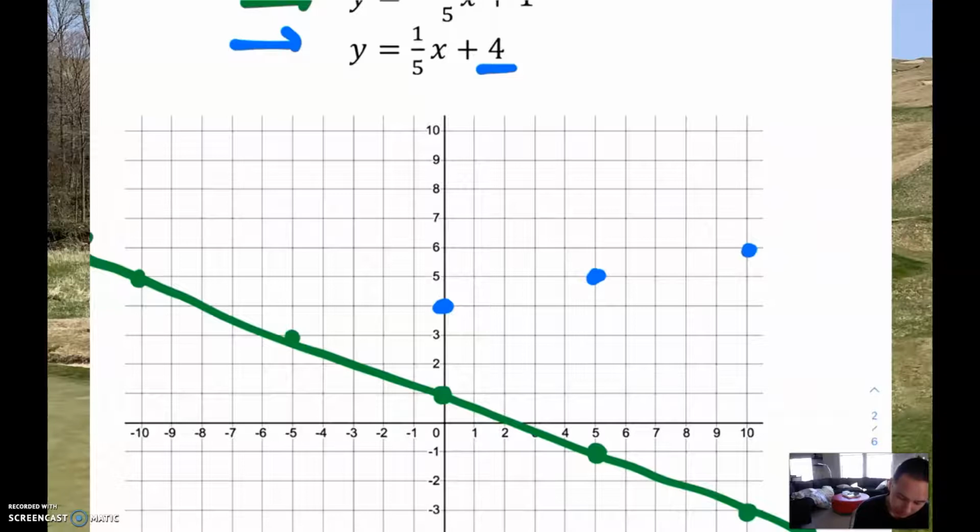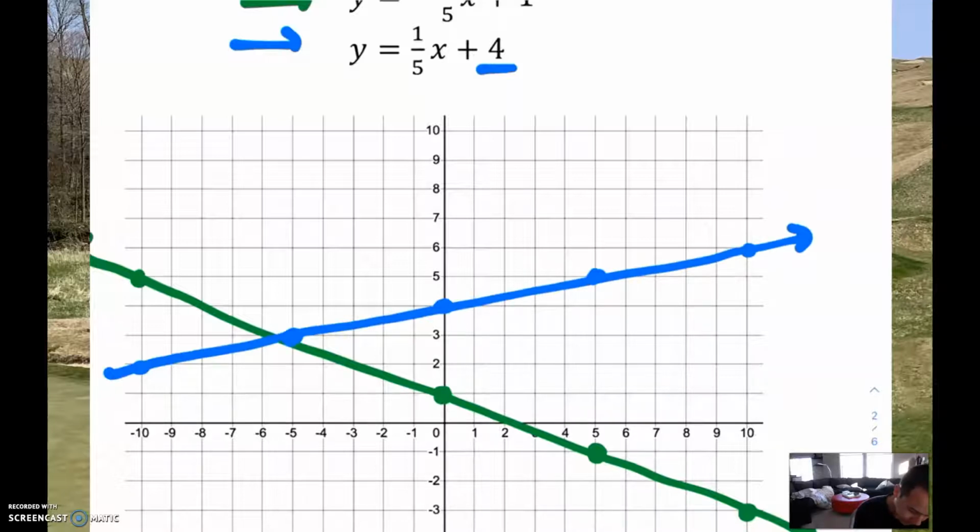But now we want to go backwards. We can go down 1 and back 5. And that takes us here. And down 1, back 5 takes us here. And that's the blue line.